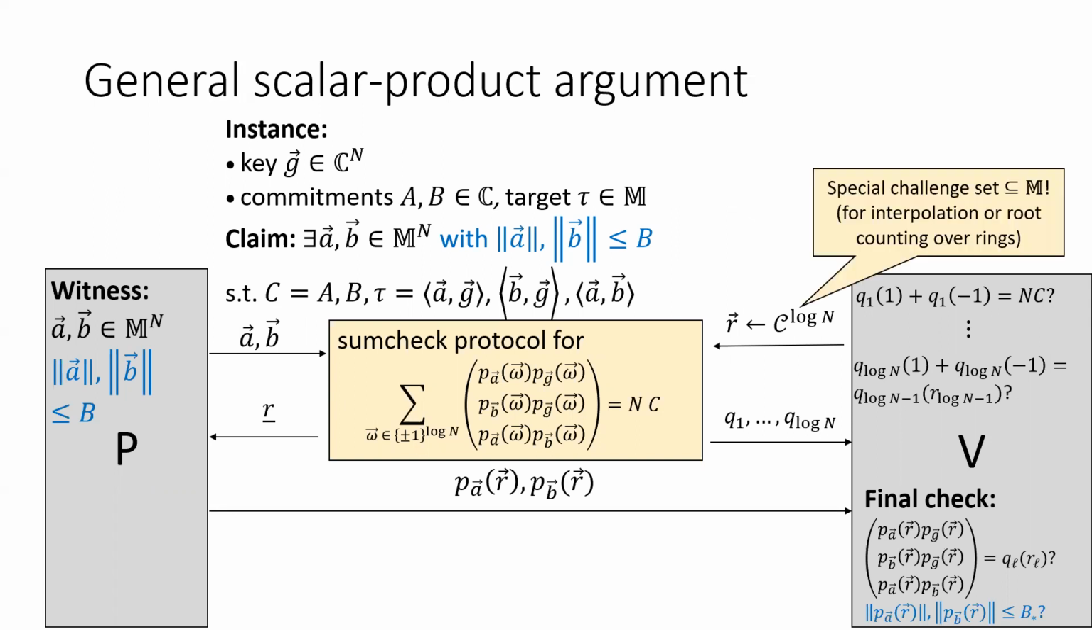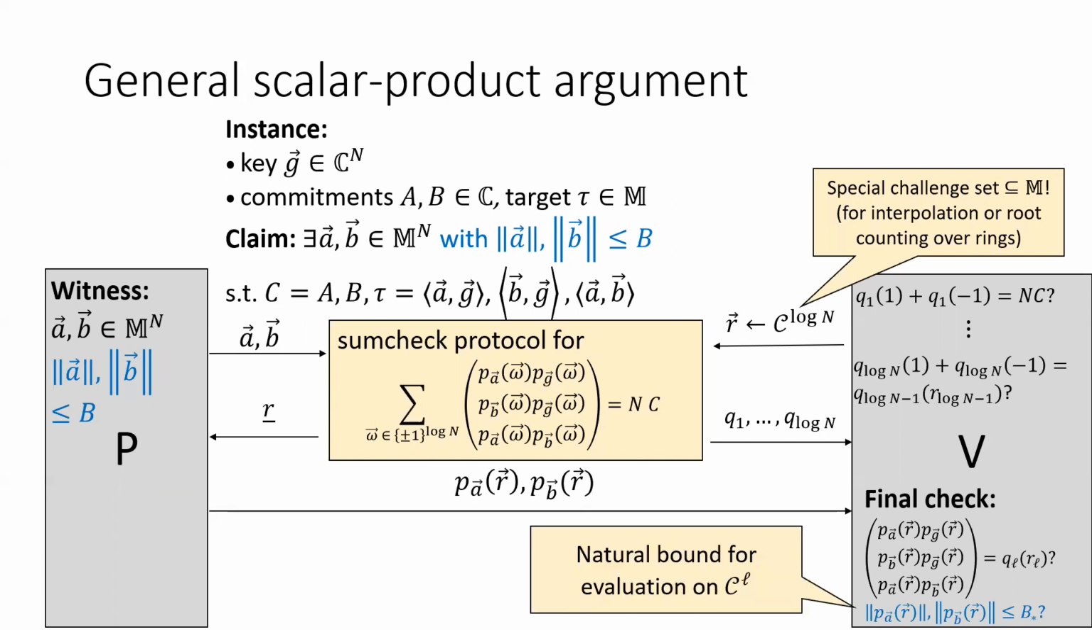We also need to make some changes to the challenge space used in the sum check protocol, because once we're working over the integers or over general rings, it's not always clear that you can do polynomial interpolation or bound the number of roots of a polynomial when you're not working over a field. So there need to be some changes there. And then the norm bound that's checked by the verifier at the end of the protocol is just the natural bound on the size of these polynomial evaluations, which you get from the size of the elements of A and the size of the elements in the challenge space.